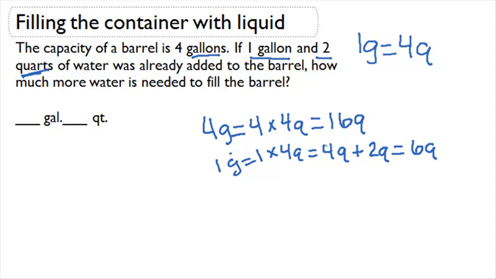Now I just need to subtract. My total capacity is 16 quarts, and I'm going to subtract from that how much I've already put in, which was 6 quarts, and that'll give me the 10 quarts that I still need to fill the barrel.